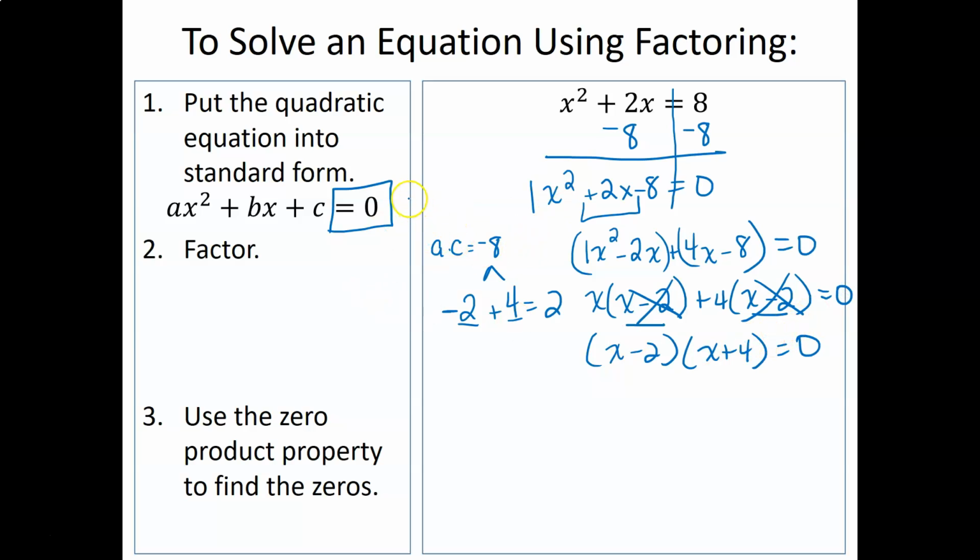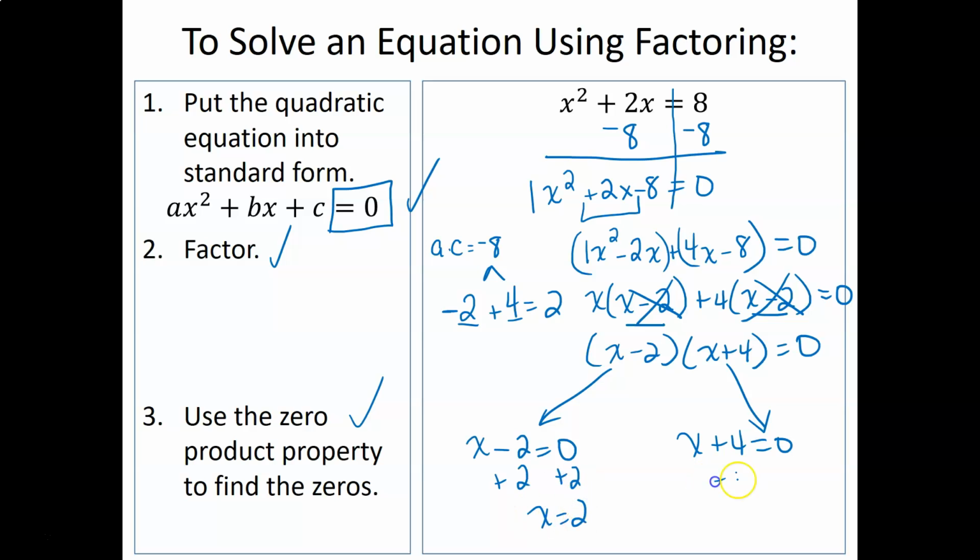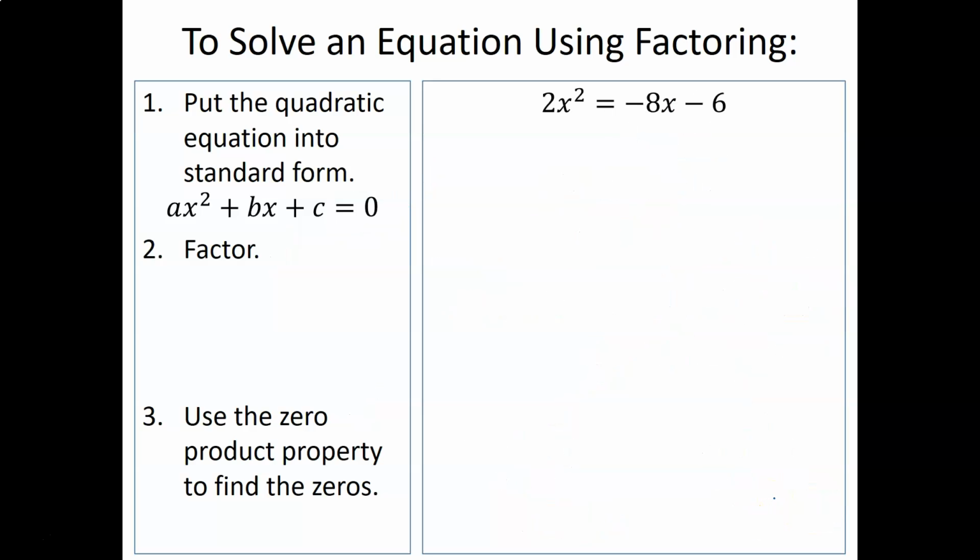So I started by putting it into standard form by making the equation equal to 0. I factored the expression. Now I'm going to use that zero product property to find the zeros. I have these two quantities that are multiplied together to make 0. One or both of them has to be 0. So I'm going to make them equal to 0 and see what happens. Add 2 to both sides, so x equals 2. Subtract 4 from each side, so x equals negative 4. So my zeros here are 2 and negative 4. If I were to graph this parabola, it would cross the x-axis where x is 2 and where x is negative 4. Let's try another one.